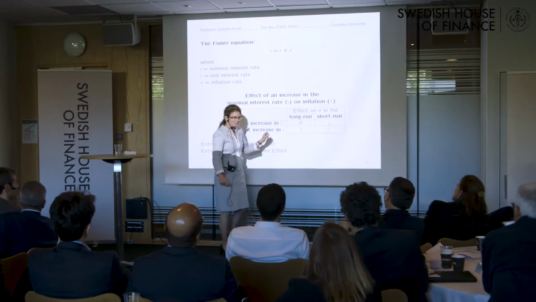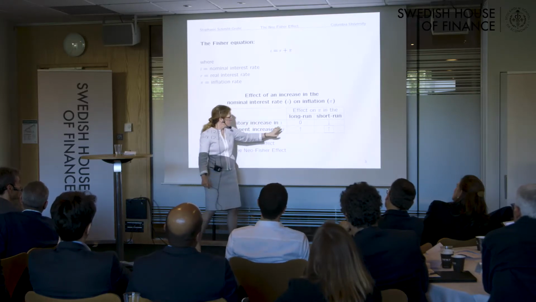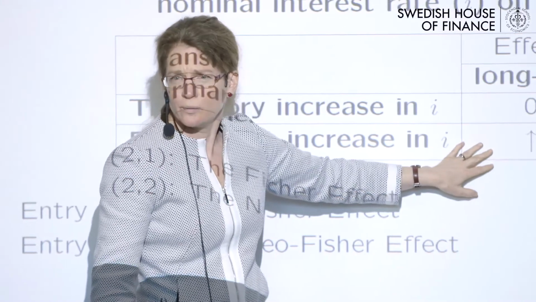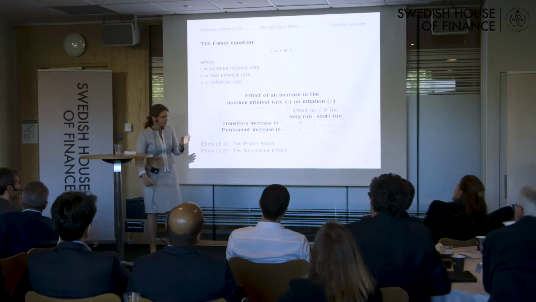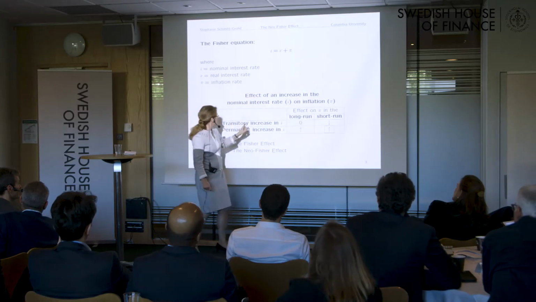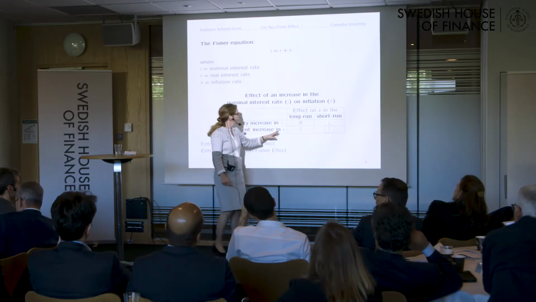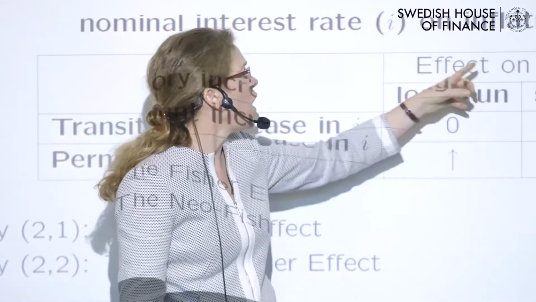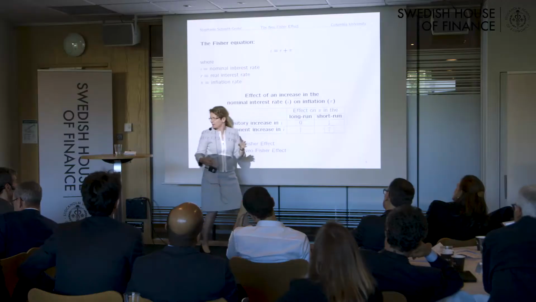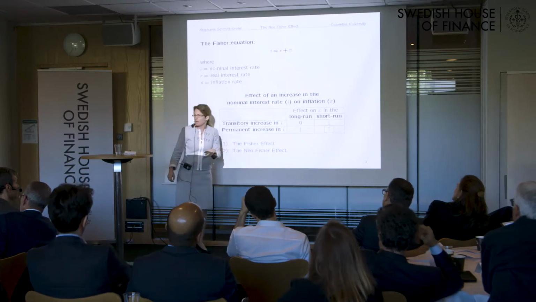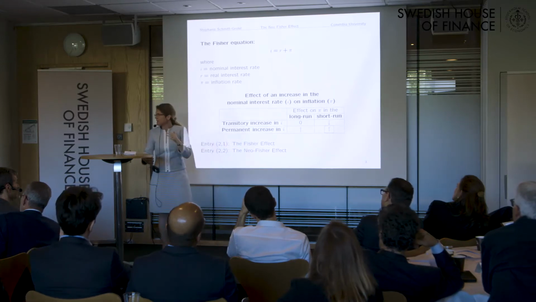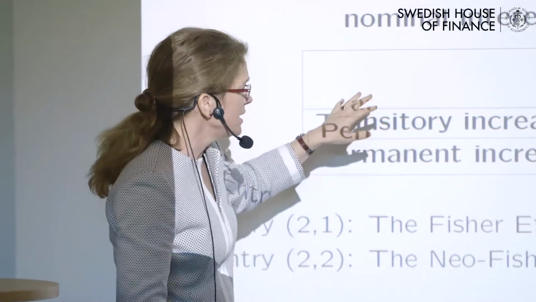So okay, let me start with row 2, column 1. Why do I start here? Because I think there's no controversy. What's the question? The question is, there's a permanent increase in the nominal interest rate. What will be the effect on inflation in the long run? That has been well studied. This is called the Fischer effect, and I assume that everybody agrees that in the long run the Fischer effect holds. How do we typically show this?